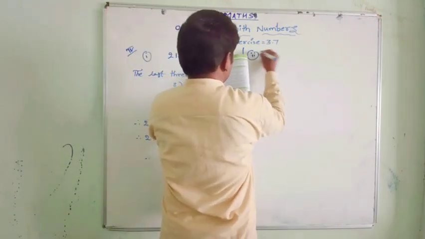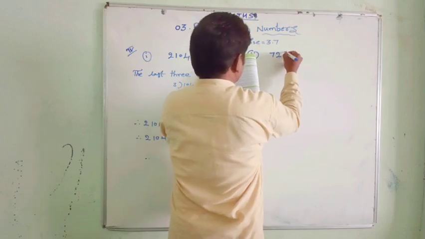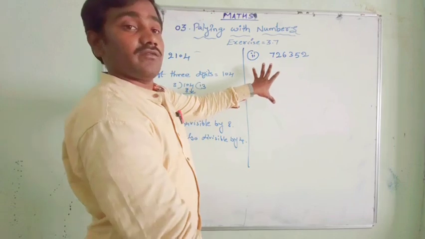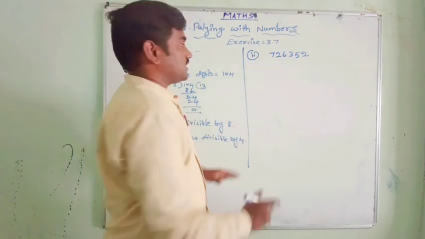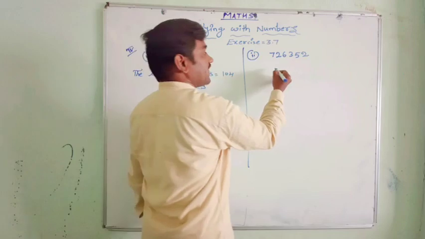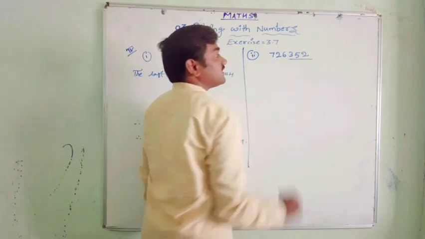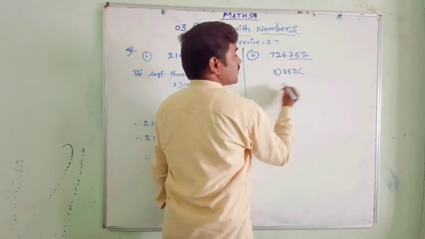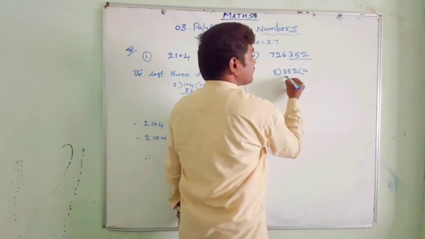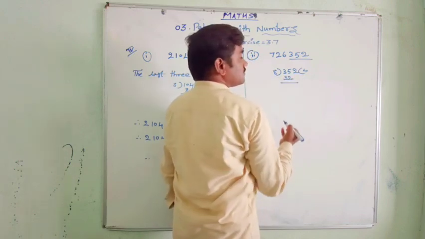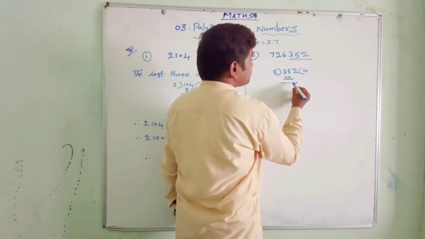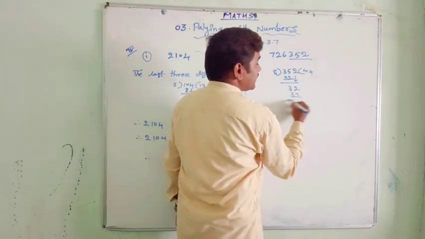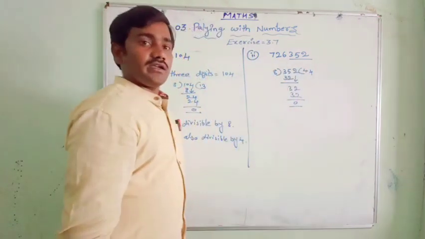The second question, 7,26,352. Is this number divisible by 4 and by 8 or not? Let us check. First of all, let us check the divisibility rule of 8. The last 3 digits are 352. Let us check. Is it divisible by 8 or not? 8 4s are 32, then here you will get 3 and 2. 8 4s are 32 again. Hence, is this number also divisible by 8?